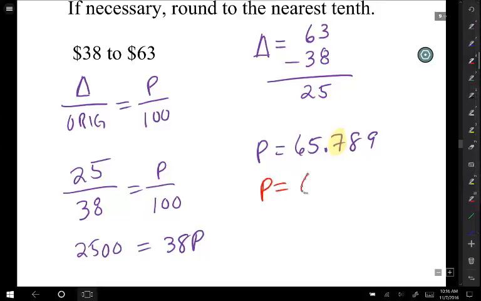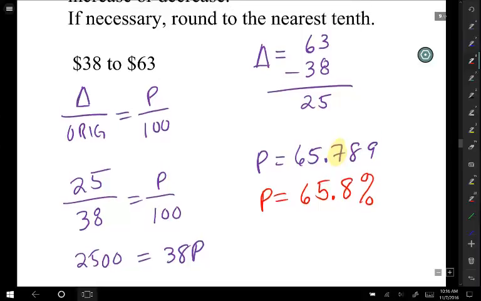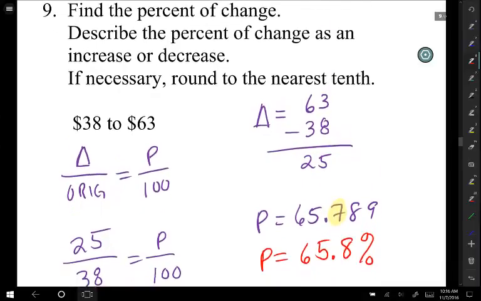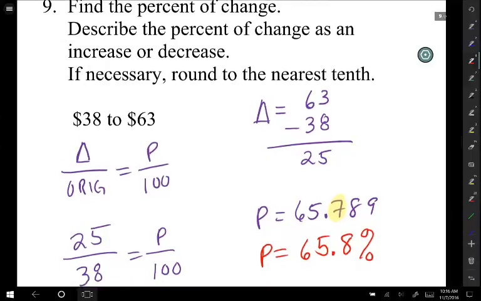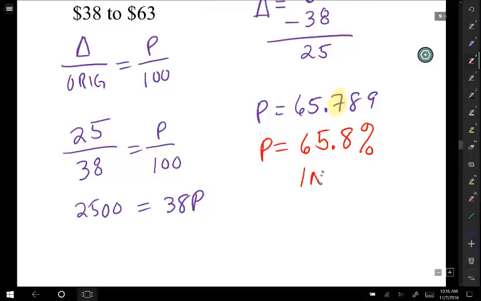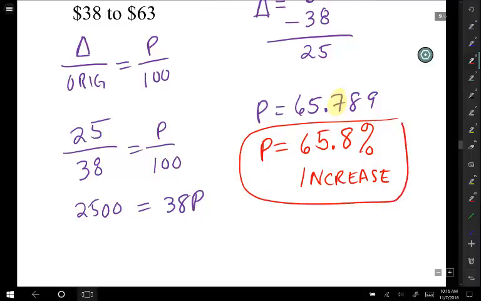Stays the same or goes up? Goes up. Now this is a percent, so I put percent. Now we need to answer the question. It says describe it as an increase or decrease. Did it go up or down? Yeah, up. So all we have to write is increase. If your grade increased by 65.8%, would that be good? You bet.